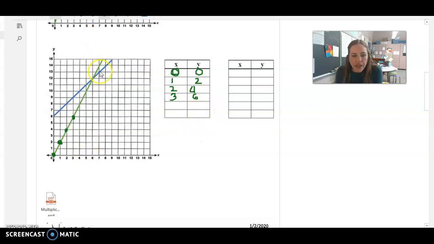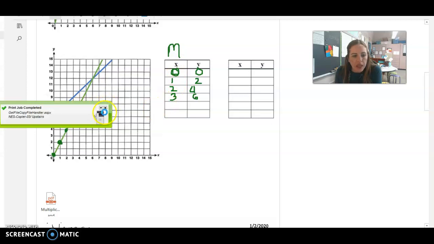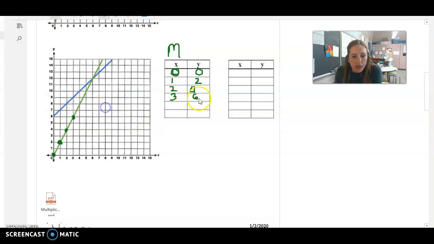Okay, now what do we know about our patterns? We have two different kinds. It can either be additive or multiplicative. Well, this line goes through the origin. Which pattern did we say always goes through the origin? Do you remember? Our multiplicative patterns always go through the origin, don't they? Because every time we multiply a number by 0, we're going to get 0.